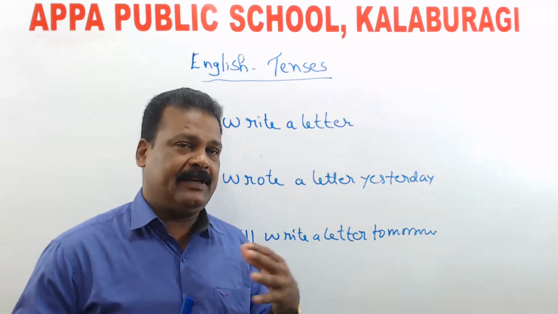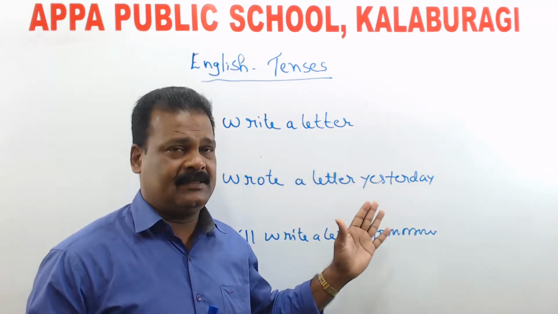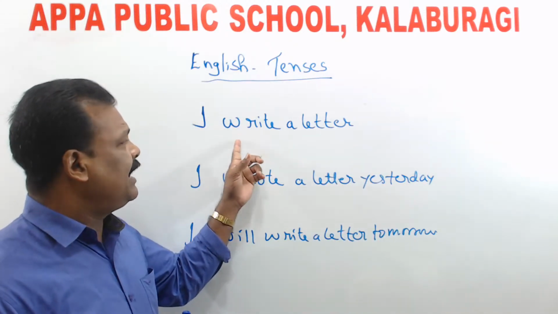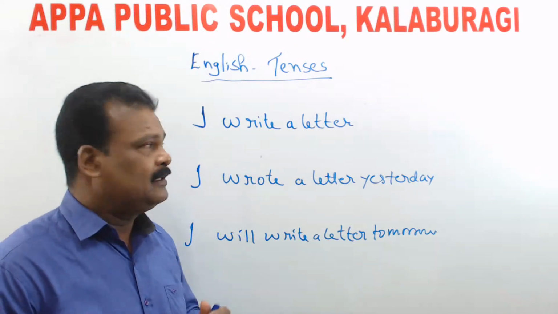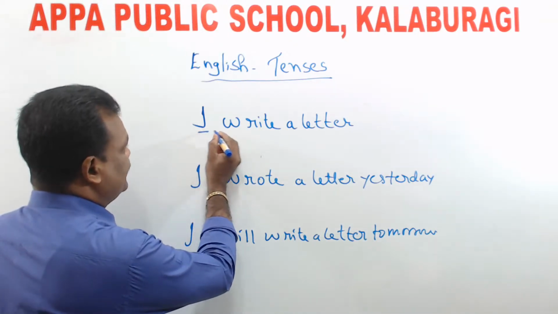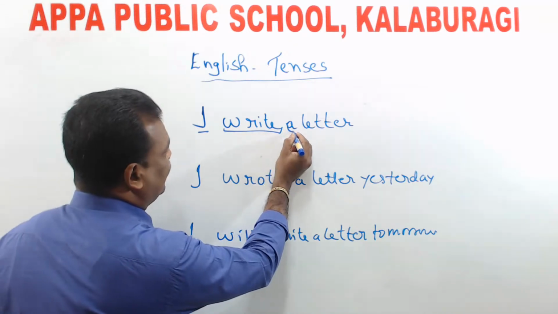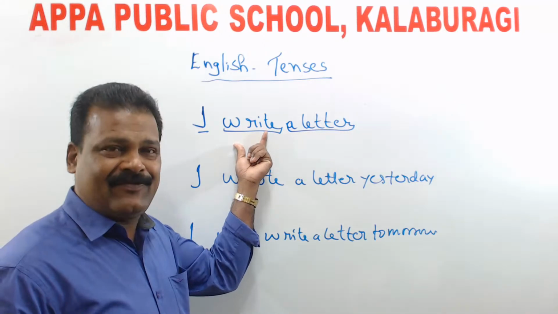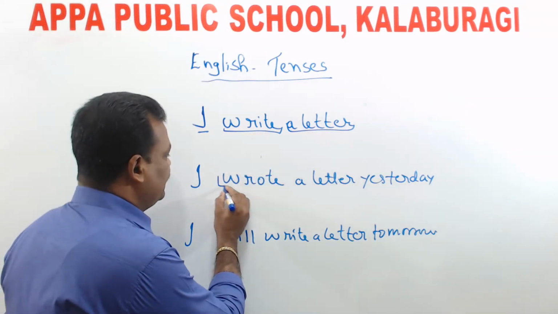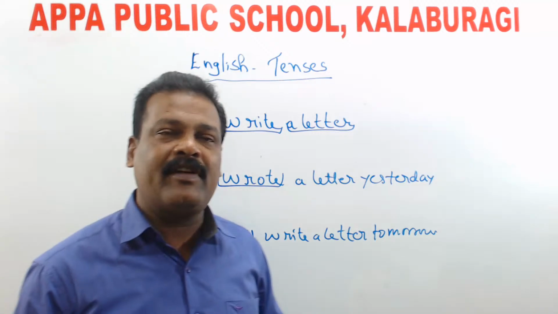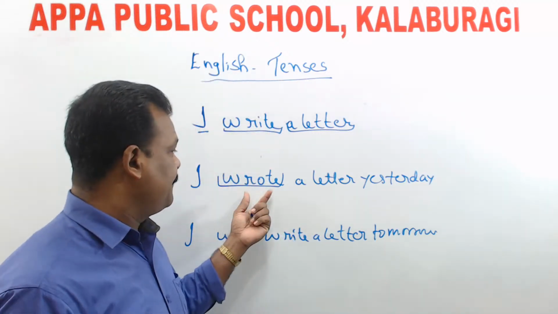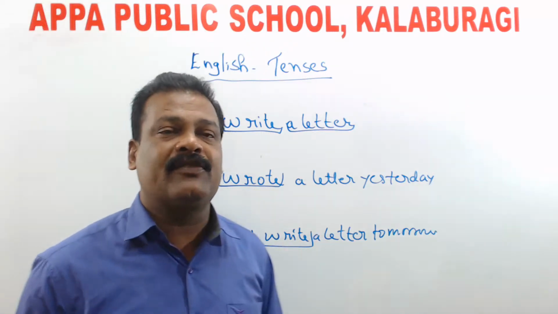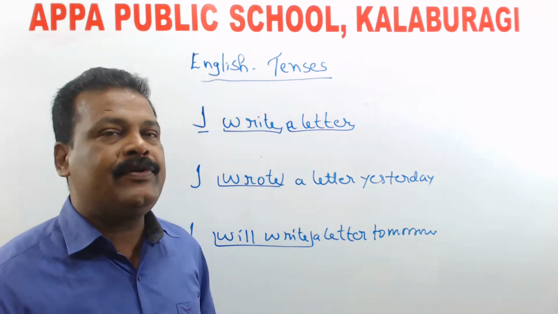What are the differences in these three sentences? Can you tell me? First one, I write a letter. See here, I is a subject, write is a verb, and a letter is called an object. So the verb is in the present form, write, and this verb is in the past form. What's the past form of write? Wrote. Okay, this is past tense. And what is this? Will write. This is the future form. What is going to happen?